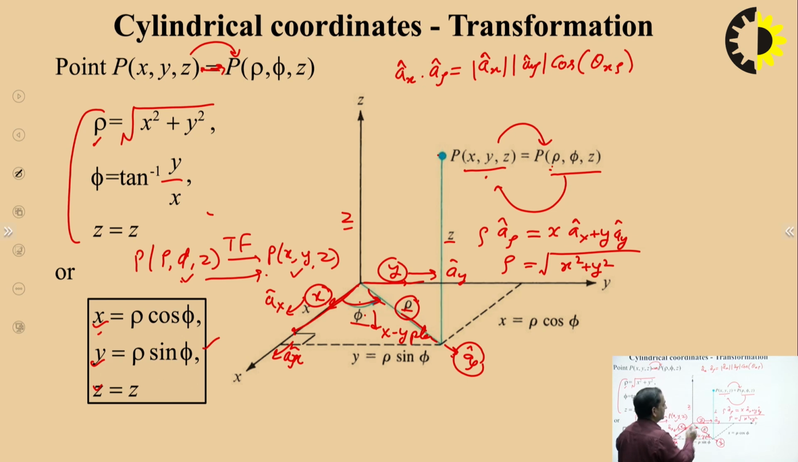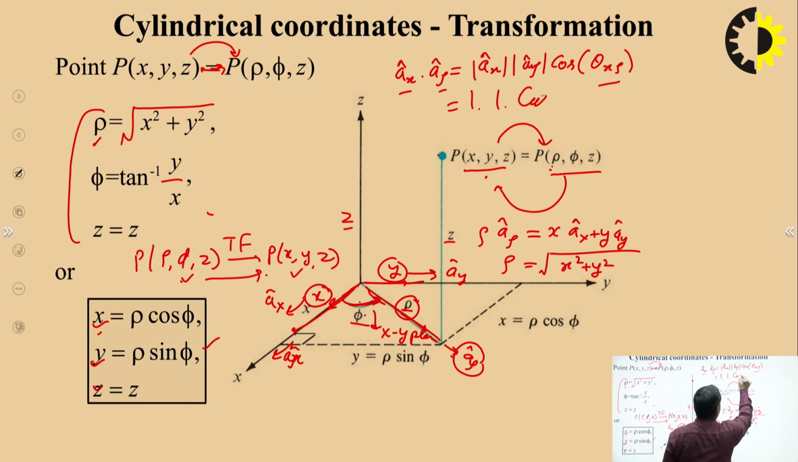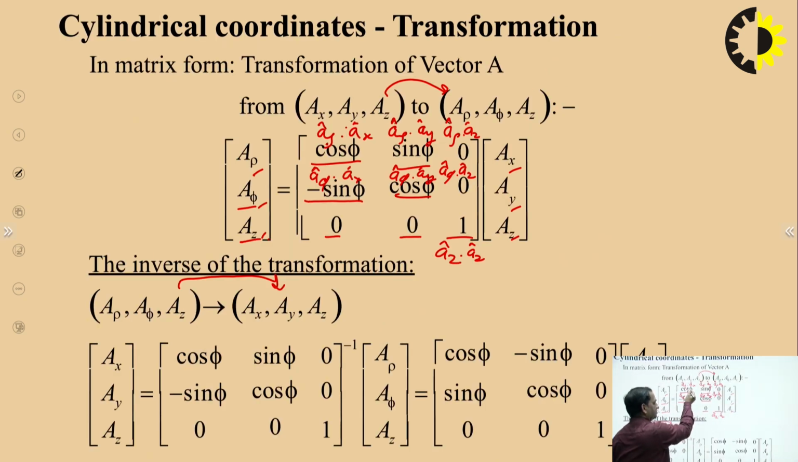So ax magnitude will be 1, and a rho is also 1 because it is a unit vector, and the magnitude of a unit vector is 1. And theta x rho, what is this? This is the angle between ax and a rho. So the angle between ax and a rho will be this one, phi. So we can write it as cos of phi, right? That is why ax dot a rho will be equal to cos of phi. So a rho dot ax or ax dot a rho are both the same thing. This is cos phi.